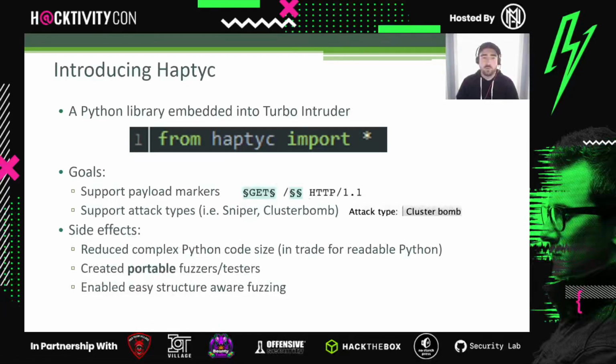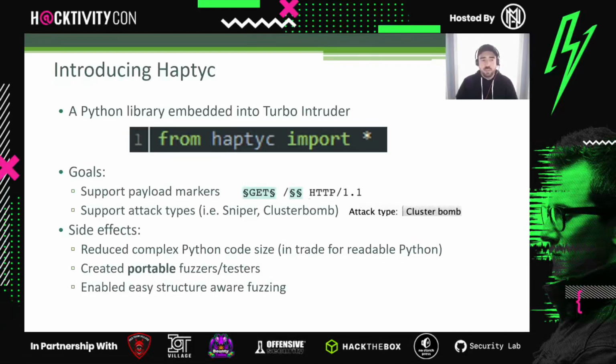And the goals for this library, one, are to get the same exact supported payload markers that we have in traditional Intruder, but also to enable Turbo Intruder to have the same type of attack types that are in traditional Intruder, like sniper, cluster bomb, battering ram. And so I went off and I built this library, and as I was testing it to completion, I noticed some positive side effects from the library.